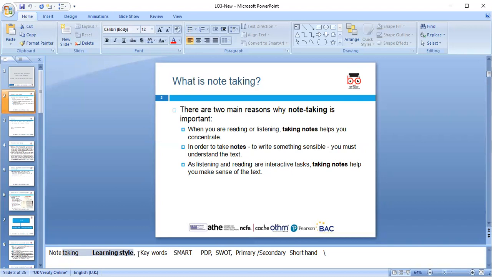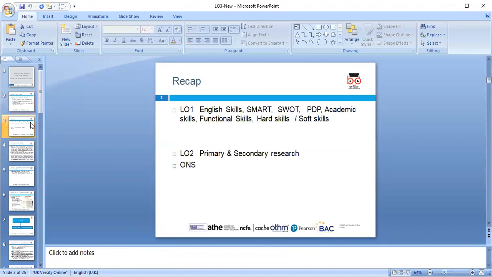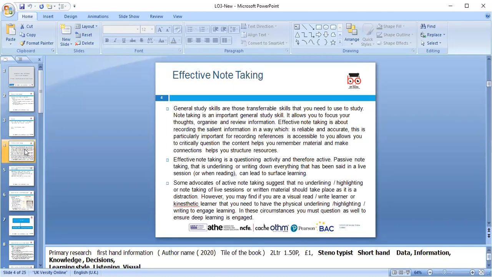It is always good to be aware of your learning style. As we discussed in the previous lesson, the keyword SMART objective should always be kept in mind. SMART means specific, measurable, achievable, realistic, and time-bound. We also discussed the personal development plan and SWOT. Just a recap: in LO1 we discussed SMART, SWOT, PDP, personal development skills, and research, primary and secondary. Today we will go through effective note-taking techniques.